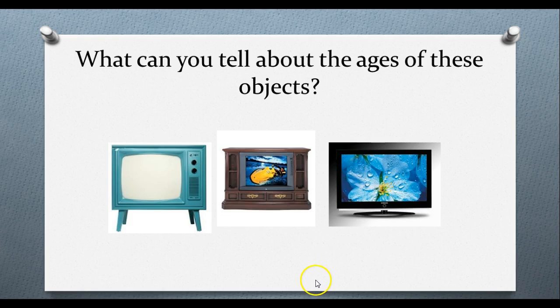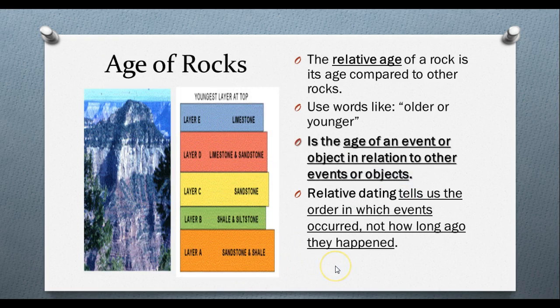The same is true for these three televisions. You wouldn't necessarily know what year they were made in, but you could look at the TVs and tell me that this one was the oldest, this one was the newest, and this TV was somewhere in the middle. Well, that's what geologists do with rocks also.